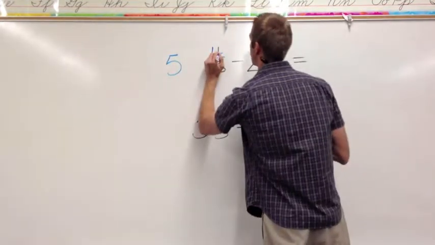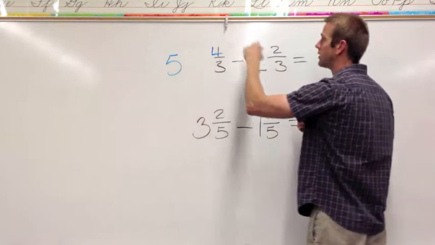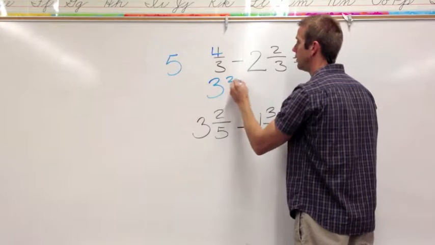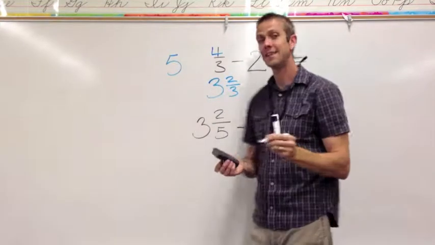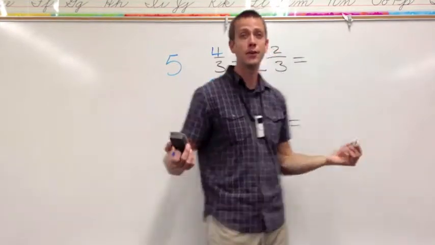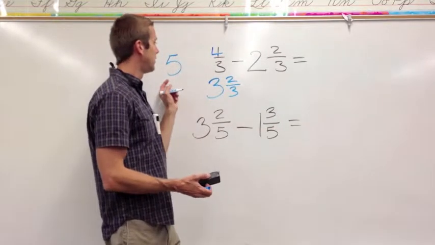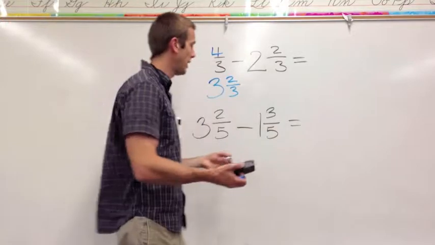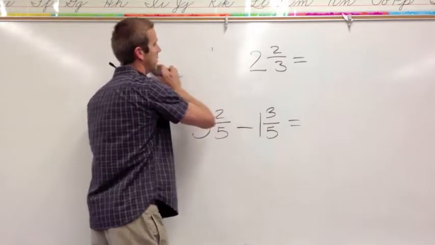So now let's subtract. 5 minus 2 is 3. 4 minus 2 is 2. The denominators stay the same, and I can't even reduce, so I'm done. 3 2/3 are left over. Okay? Let's try it with the next problem.